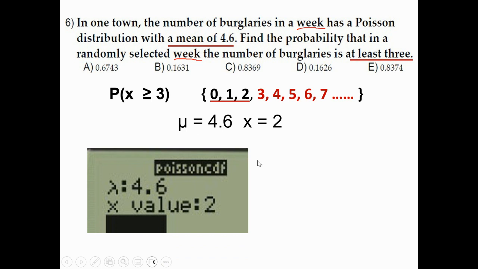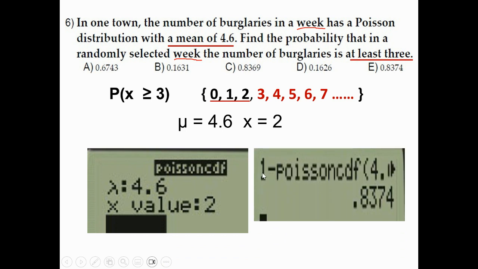All right, but what you're not seeing here is I started out by putting 1 first, minus this answer here. So 1 minus this answer gives me 0.8374, which is the probability of 3, 4, 5, all the way out to infinity. The back end hasn't changed. We haven't seen it for a while, but we did it when we were doing binomial CDFs, back end, subtracting from 1.